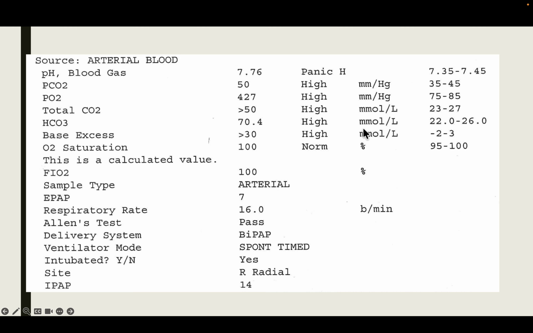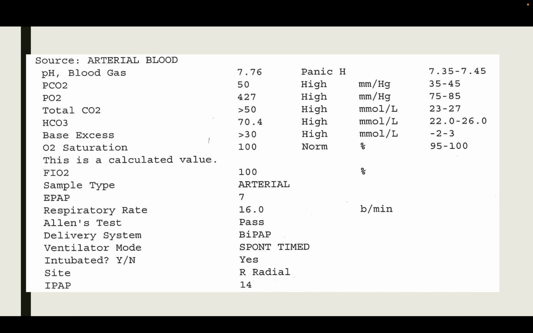So our bicarb is 70. HCO3 is 70. So is that too high, too low, or just right? That is far too high. That is very high. Outside of our normal range, 22 to 26, and it is sitting at 70. So we've got a high pH, a high CO2, and a high bicarb.